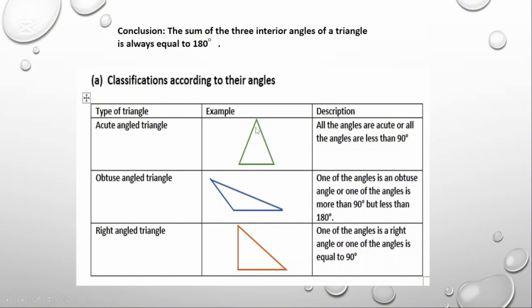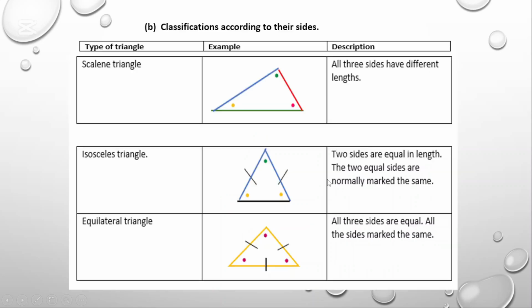My first example, all the angles are acute, or all the angles are less than 90 degrees. So we call that an acute angled triangle. Here we have one angle that's in between 90 and 180. It's an obtuse angle, and from there the name obtuse angled triangle. Then the last one, we have one angle here of 90 degrees, and we call that a right angled triangle. Right. So we can also classify them according to their sides.